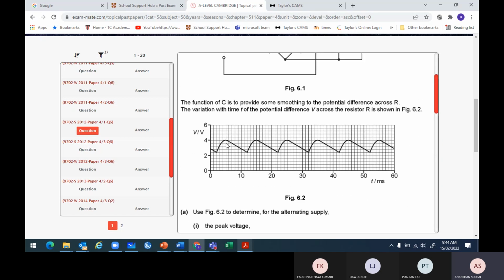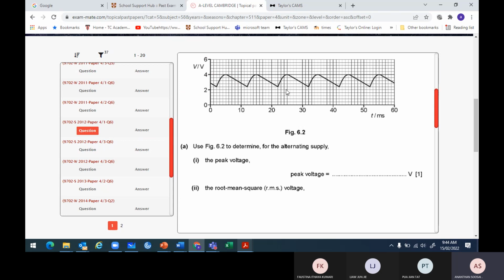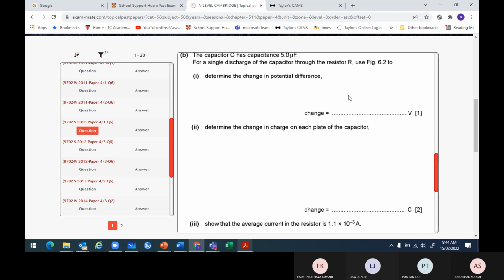So what is the change in voltage? 4 becomes, how much is this? 2.4. Yeah, 2.4. So 4 volt becomes 2.4. So 4 minus 2.4 is 1.6 volt, right? So that's the first answer: 1.6 volt. From the graph we get the change in voltage because we don't know the charge released.